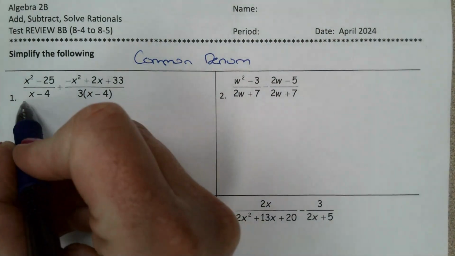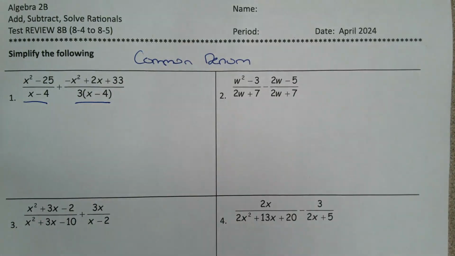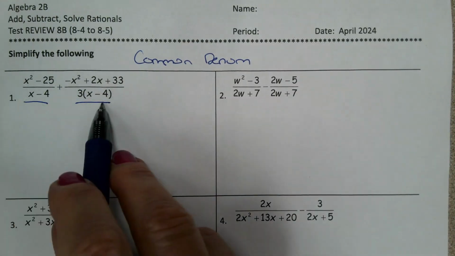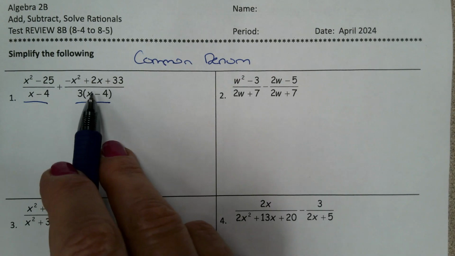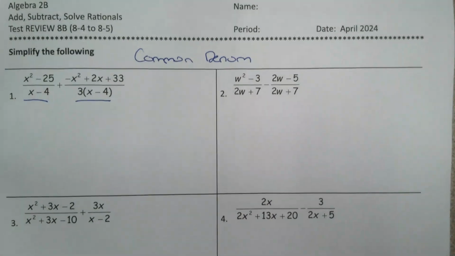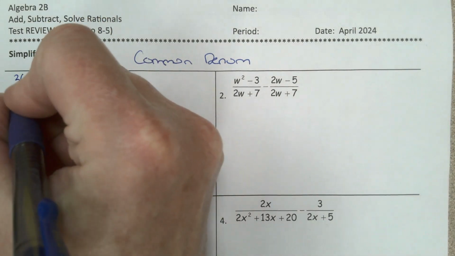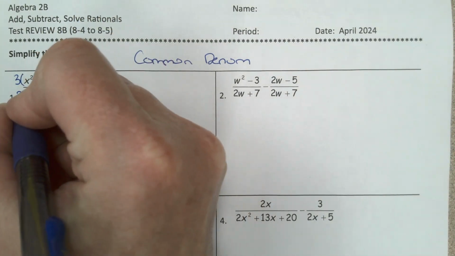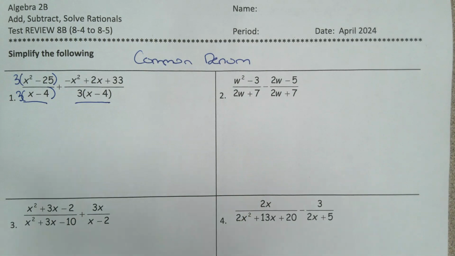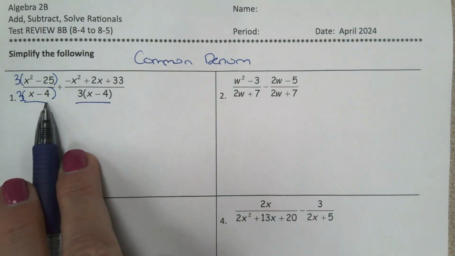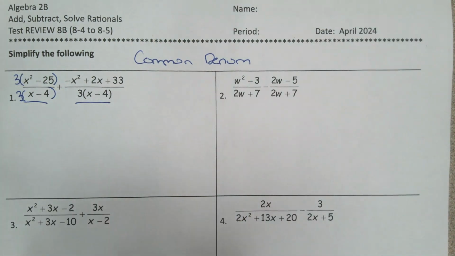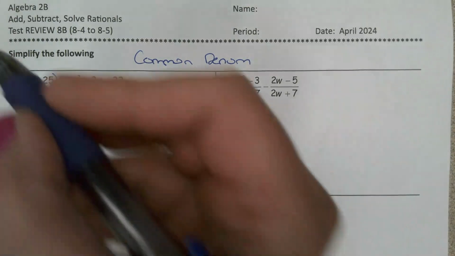So when I compare, number one, when I compare these two denominators, they each have an x minus 4. However, the one on the right has an extra 3. So therefore, I'm going to have to multiply the top and bottom of this first fraction by 3. So now they have the same denominator. So now I'm allowed to add them together.